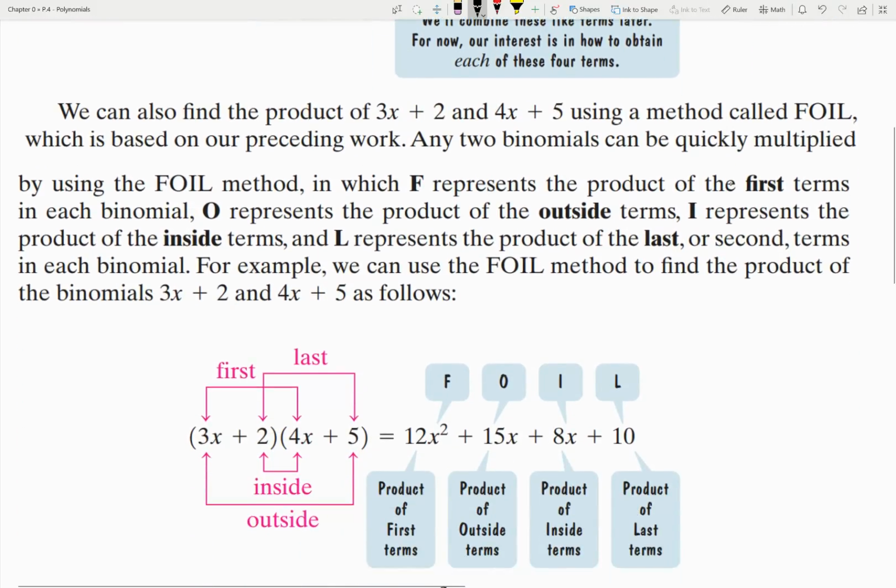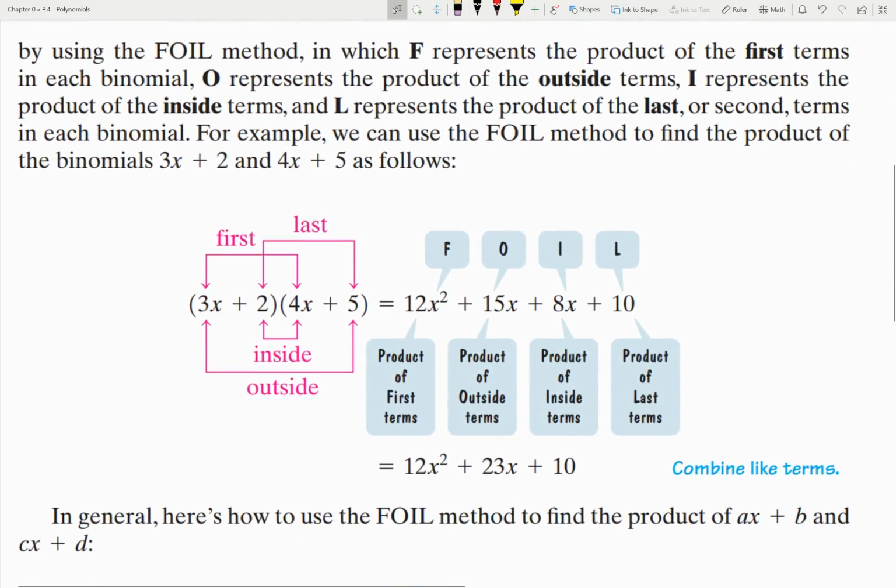The other method we can use is something called the FOIL method, which stands for first, outside, inside, last. And it's just a way to remember to multiply the first, outside, and look, I just distributed the 3. Inside, last. And look, I just distributed the 2. So it's still doing the same thing.